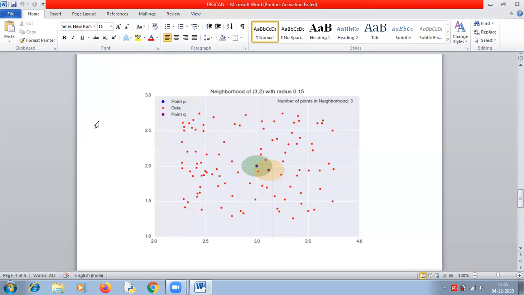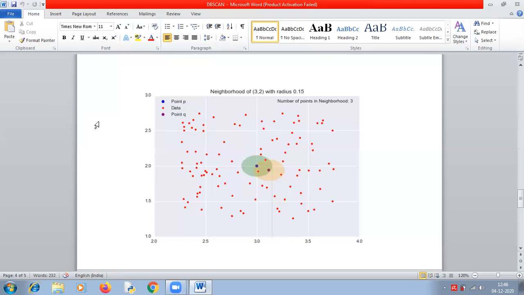It is important to keep in mind that this idea of density reachable is dependent on our value of epsilon. By picking larger values of epsilon, more points become density reachable, and by choosing smaller values of epsilon, fewer points become density reachable. So I'll repeat: the idea of density reachable is dependent on our value of epsilon. Larger values of epsilon make more points density reachable, and smaller values make fewer points density reachable.